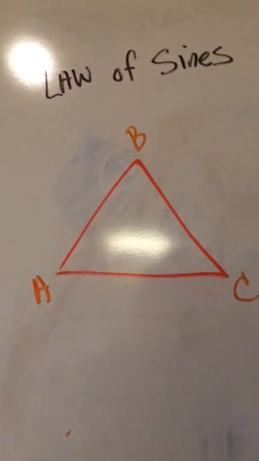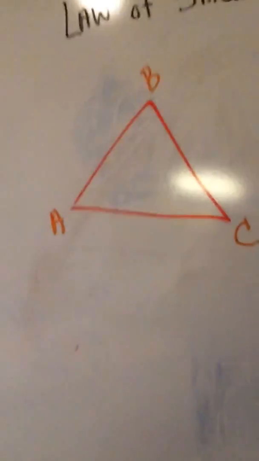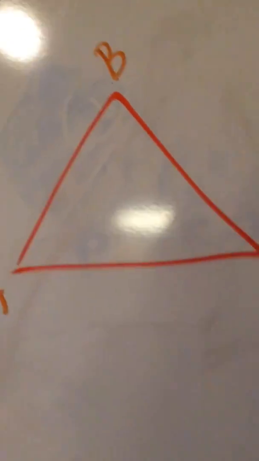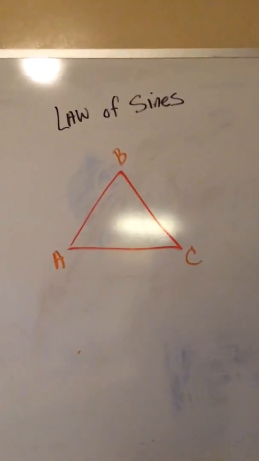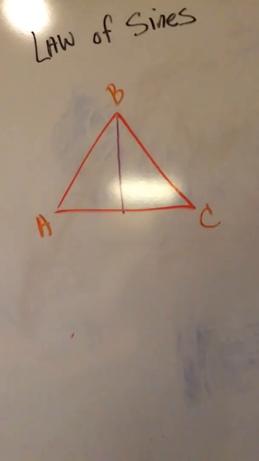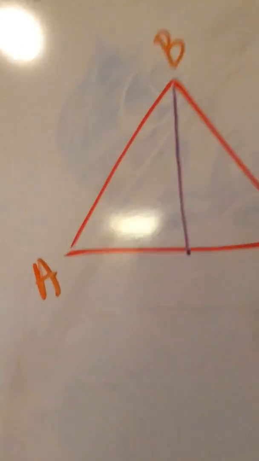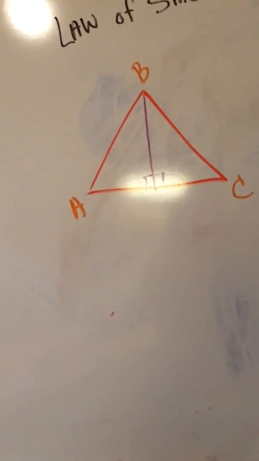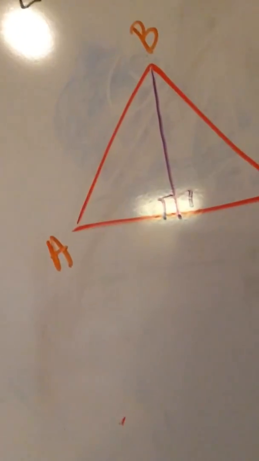So I took a random triangle here. As you can see, triangle ABC. Law of sines has to do with trigonometry. No right angles in this triangle, so let me make one. I'm going to drop an altitude down from B to the opposite side, and that's going to create a little 90-degree angle on both sides.